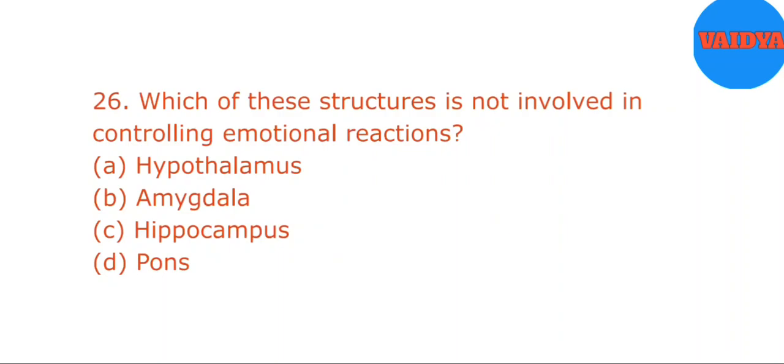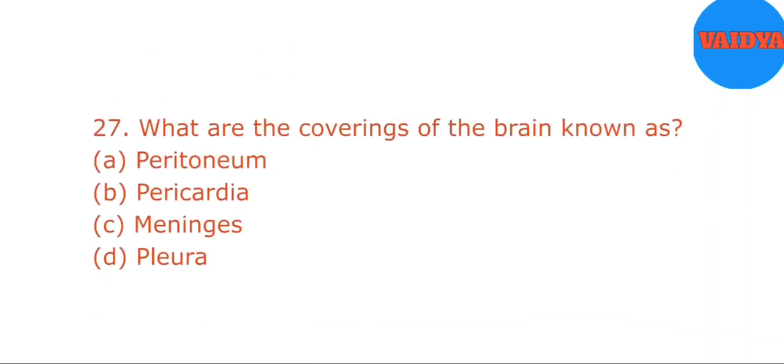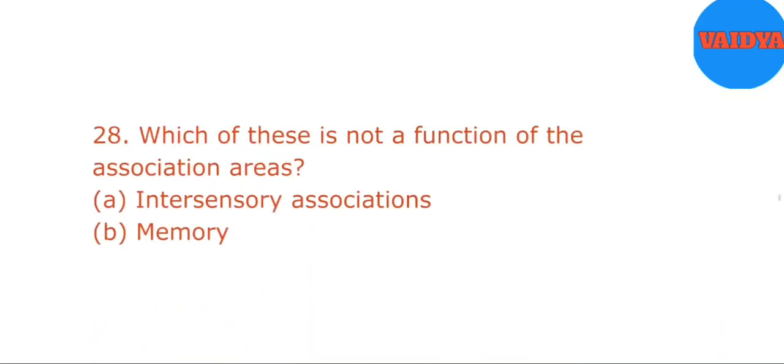C. Hippocampus. D. Pons. Answer: D. Pons. 27. What are the coverings of the brain known as? A. Peritoneum. B. Pericardia. C. Meninges. D. Pleura. Answer: C. Meninges.